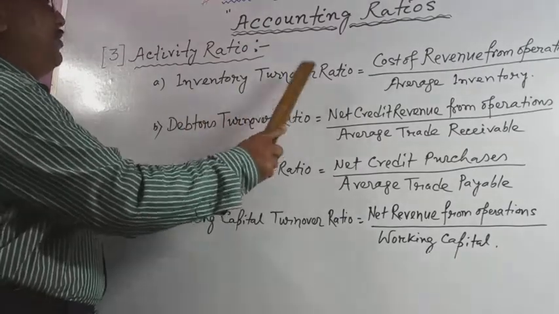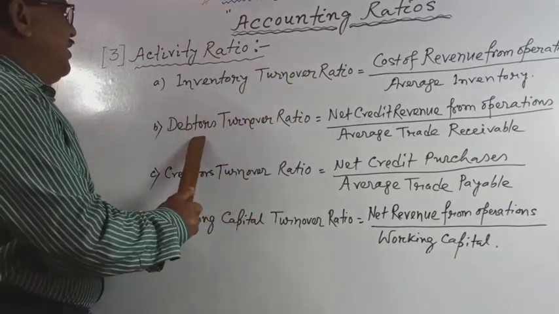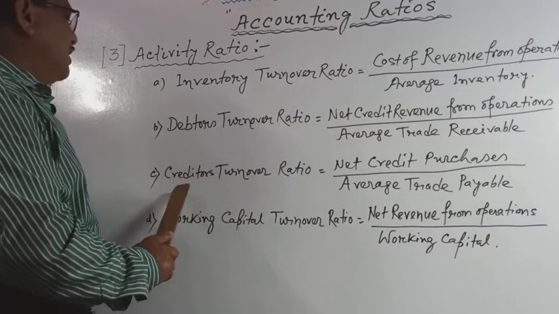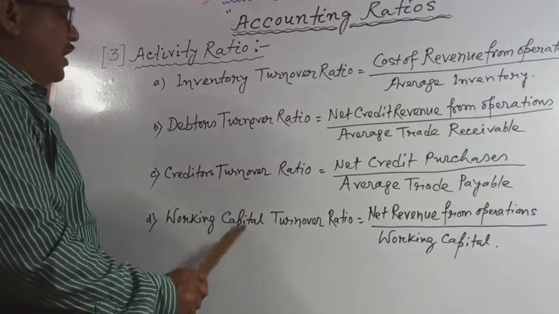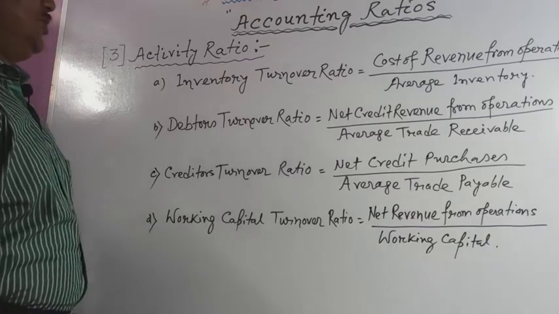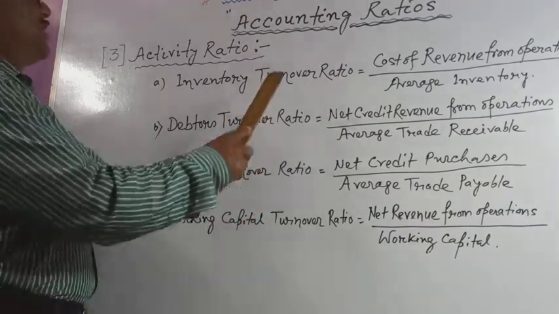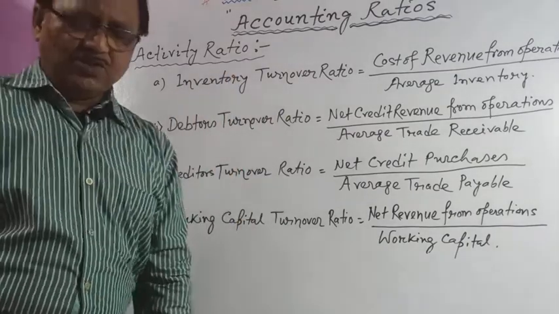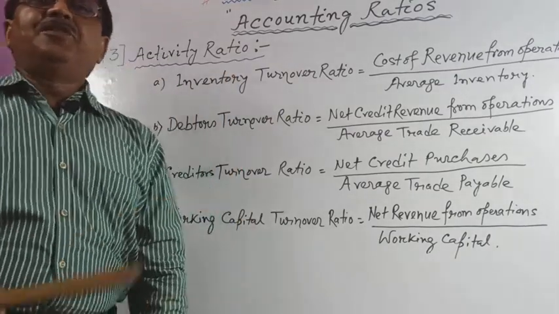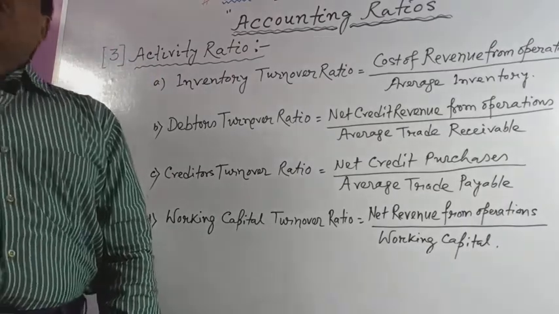First part, inventory turnover ratio. Second, debtors turnover ratio. Third, creditors turnover ratio. And fourth, working capital turnover ratio. Okay. Now discuss one by one. First, inventory turnover ratio. What is the meaning of inventory or stock?